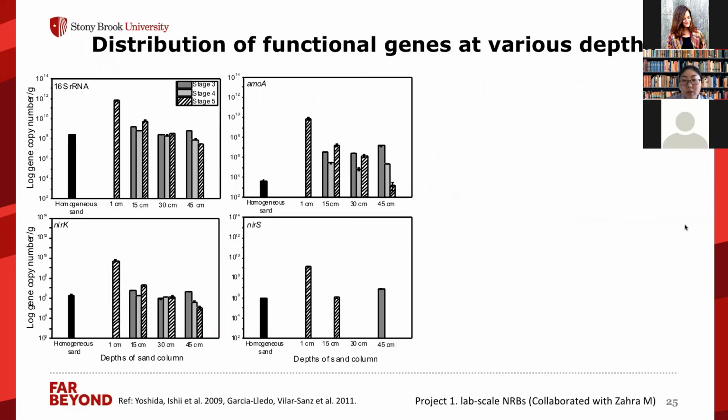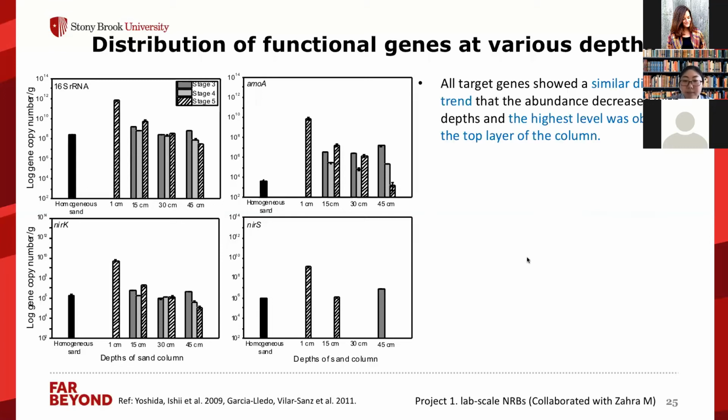These 4 figures show the quantities of bacterial 16S rRNA, amoA, nirK, and nirS genes at different stages and depths. The x-axis lists the depths of the sand columns, and the y-axis represents the log gene copy numbers per gram. The total bacterial biomass was measured as the quantity of 16S rRNA genes. We can find that at all stages, the top layers of columns have the highest gene copy numbers. The abundance of 16S rRNA, amoA, and nirK genes declined with the depths, specifically at stages 4 and 5. The downflow pattern enriched the microorganisms near the surface, which was consistent with previous observations in sand filters.